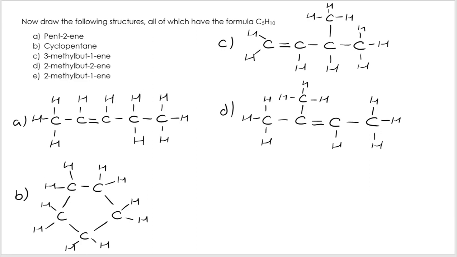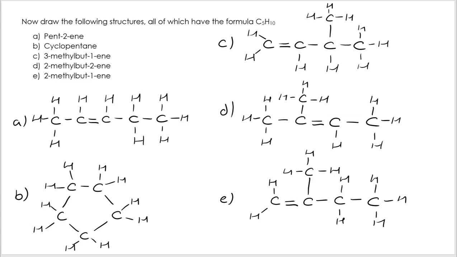Finally, 2-methyl-but-1-ene. So I start with my root, my 4 carbons in a row. I've got my ene at carbon number 1, so going between carbon 1 and 2, and then I've got a methyl group on my position number 2, so I add that in. I've then got my remaining H's, 2 here, 2 here, and 3 here.